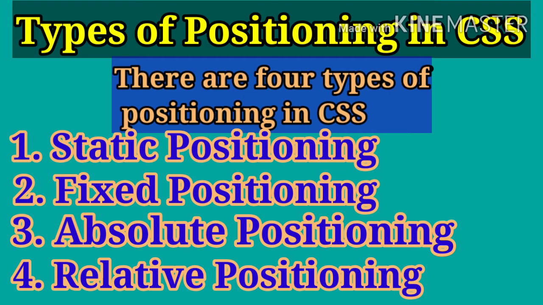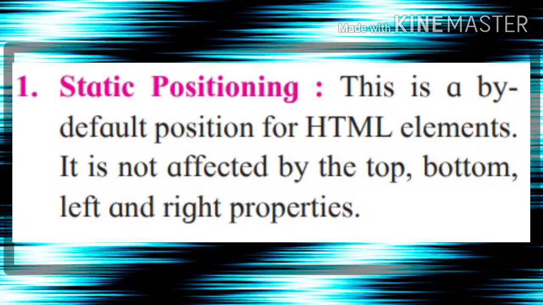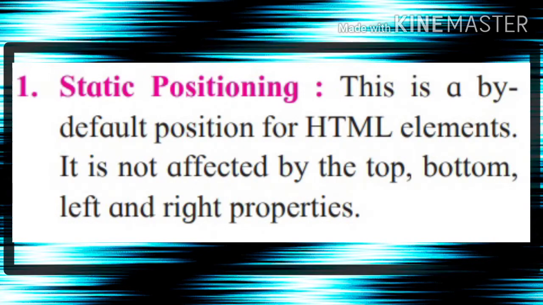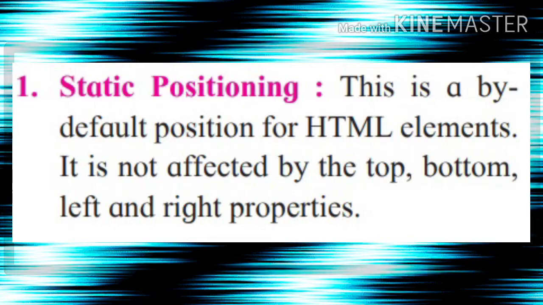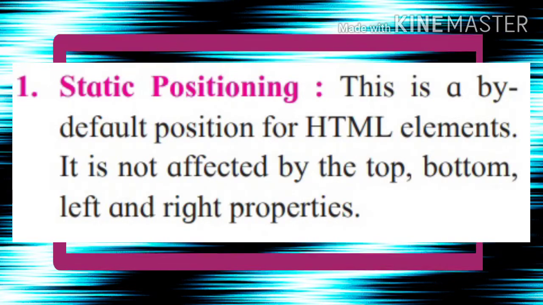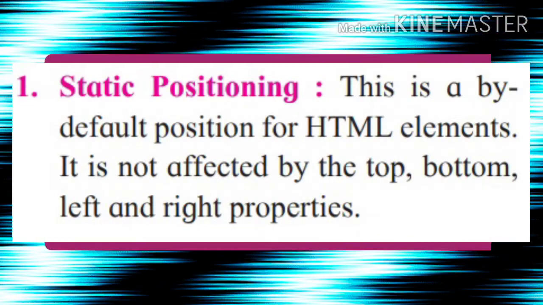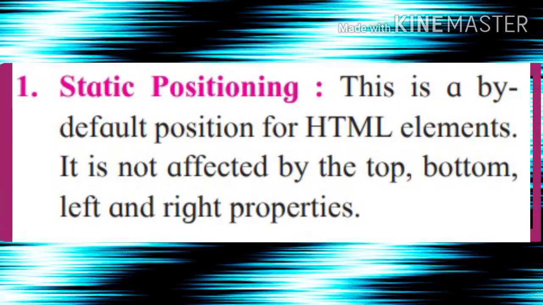Types of positioning in CSS. There are 4 types of positioning in CSS. First is static positioning, second is fixed positioning, third is absolute positioning and fourth is relative positioning. First we see static positioning. This is the default positioning for HTML elements. It is not affected by the top, bottom, left and right properties.